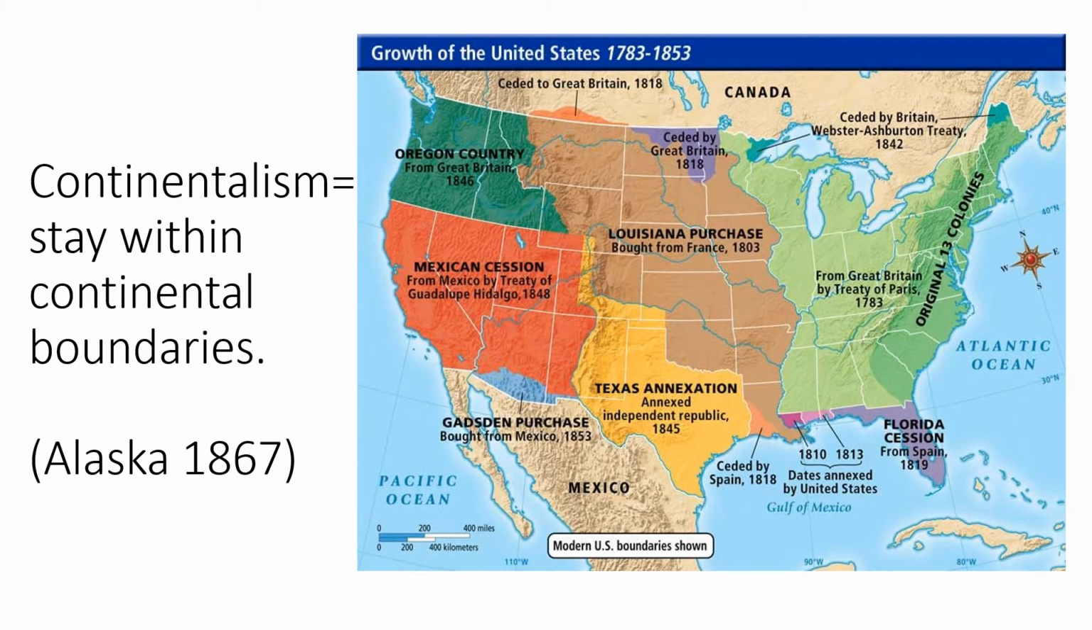The expansion of the United States within its continental boundaries is called continentalism. It is important to have an idea, an image of the leaps westward taken by the United States. Looking at this image in slide 2, moving right to left, is the initial line of westward expansion.